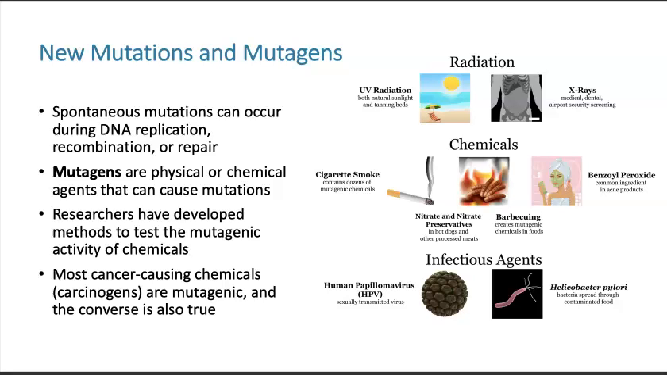Most cancer-causing chemicals, carcinogens, are mutagenic, and most mutagens are carcinogenic. So when we talk about mutations and mutagens, we often just go right into thinking about cancer because, of course, that does affect our daily lives. Also, luckily, we do have methods for testing the mutagenic activity of chemicals. So we know for sure that cigarette smoke, nitrates and nitrites, and barbecue are mutagens and best to be avoided.